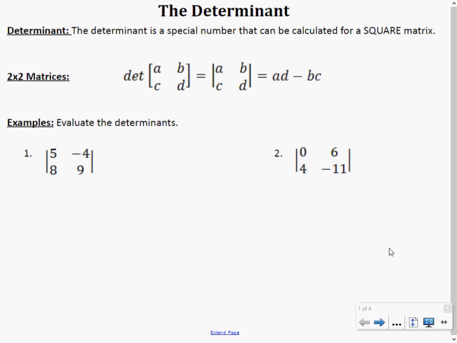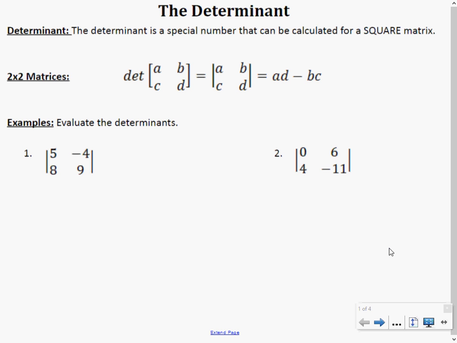Hey everybody, this video is going to talk about something called the determinant. The determinant is just a special number that we calculate for square matrices. It has to be a square matrix, meaning the number of rows is the same as the number of columns. So here's how we actually calculate this, and we're going to use this down the road when we start calculating inverse matrices.